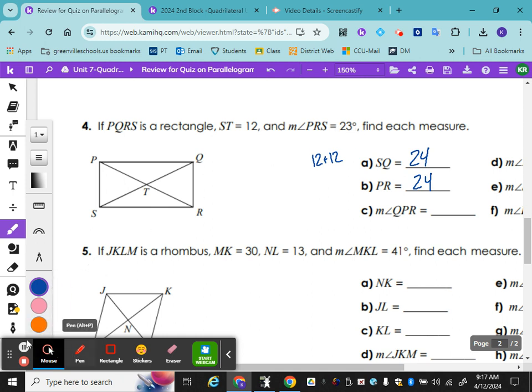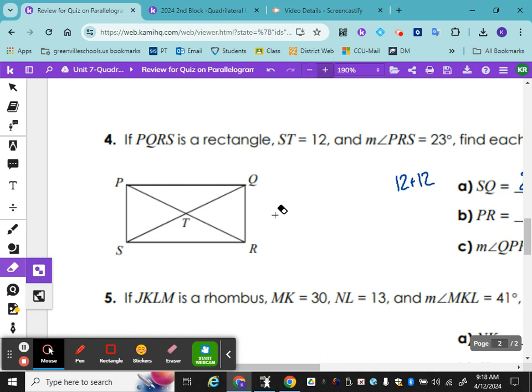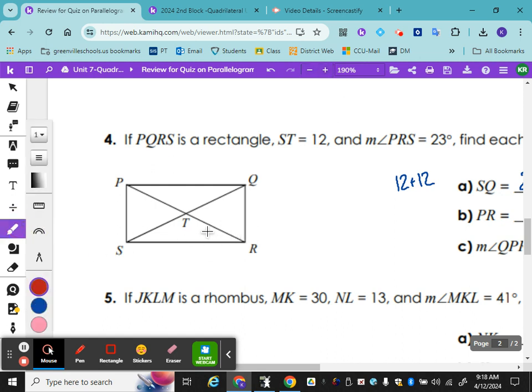PRS is 23. That's all they give us. From P to R to S is 23. Okay, I'm going to zoom in. 23 right here. This little angle right here is 23 degrees. So by alternate interior angles, this little angle right here is also 23 degrees.